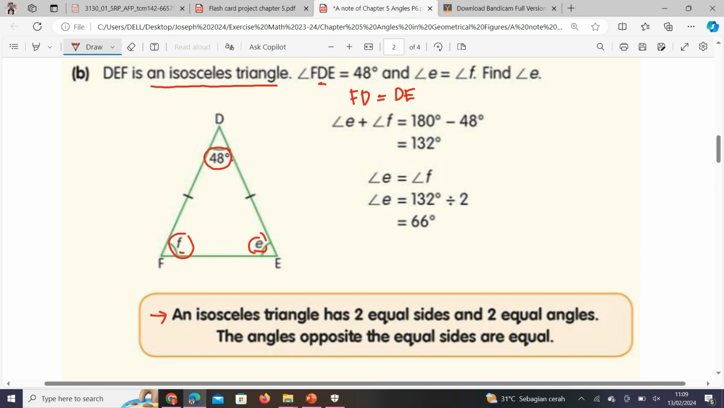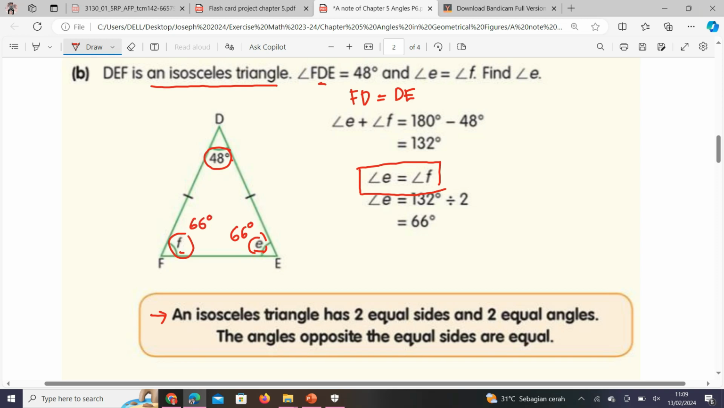And you know, the law told you an isosceles triangle has two equal sides. In this case, the angle of E equals the angle of F. Then, to find the angle of E, it equals 132 degrees divided by 2, which equals 66 degrees. Meaning, if the angle of E is 66 degrees, then the angle of F is also 66 degrees.